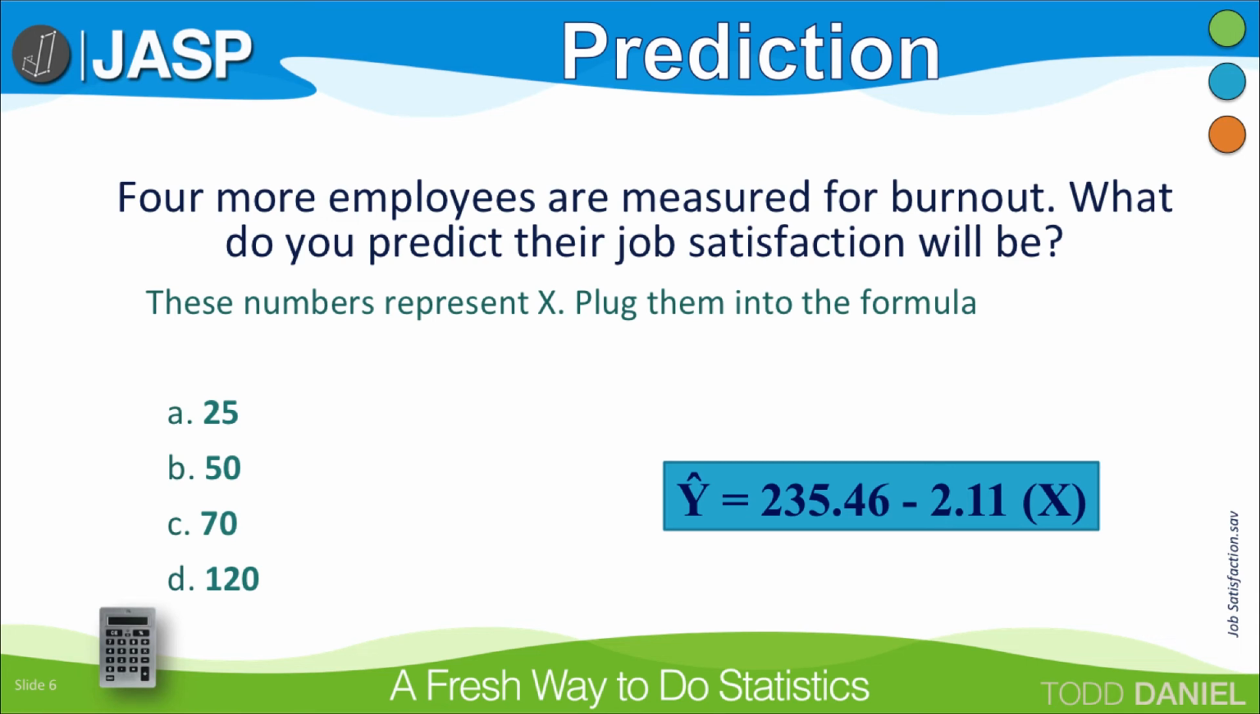For someone who scored a 25 on the burnout test, you would predict a job satisfaction score of 182.71. For someone who scored 50 on burnout, you would predict 129.96. For someone who scored 70, you would predict 87.76. And for someone who scored 120, you would predict negative 17.74. Now that negative 17 looks a little suspicious. We will talk about that more in the next video about reviewing how to interpret the regression output, but until then, remember our discussion about predicting outside of the range.